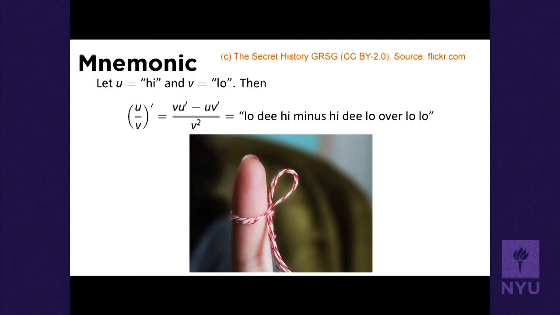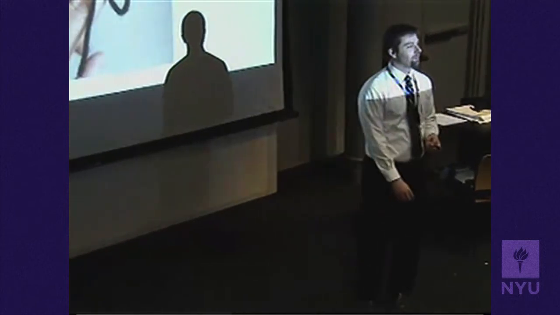Low d high minus high d low, draw a line and square the low. There you go, draw a line, square the low. And it does rhyme, that's cool.